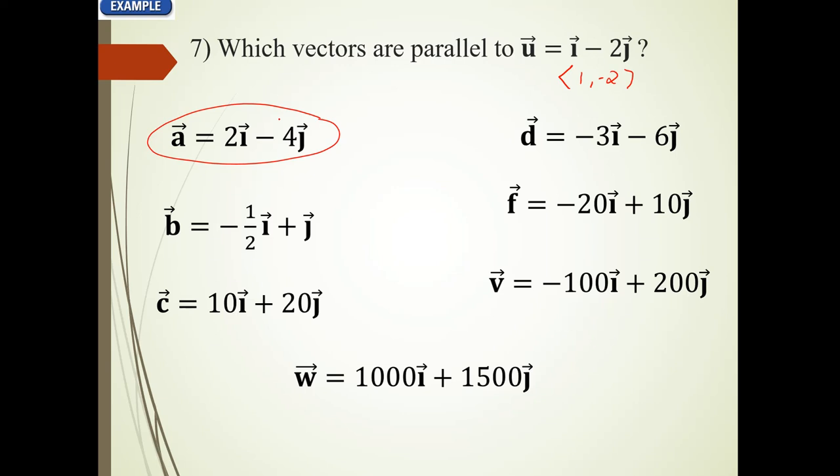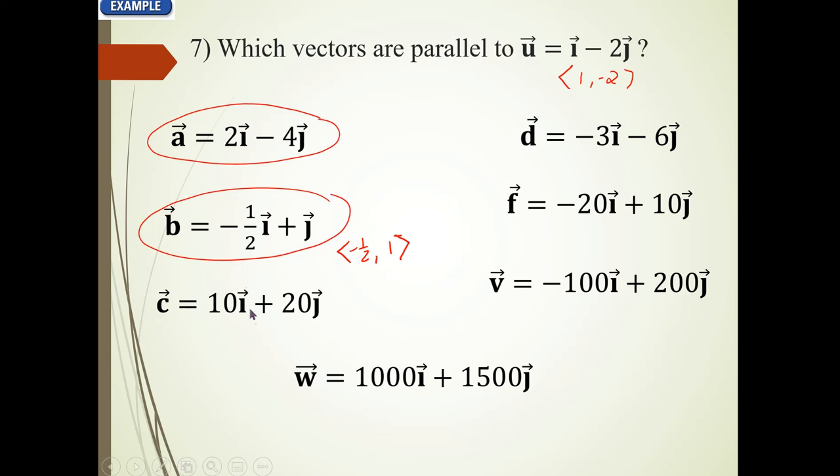Looking at vector B, you've got negative a half i plus j, or in other words, if you prefer component form, that would be negative 1/2 comma 1. And these numbers are exactly what you get if you multiply the original numbers by negative 2. So yes, B is also parallel to vector u.